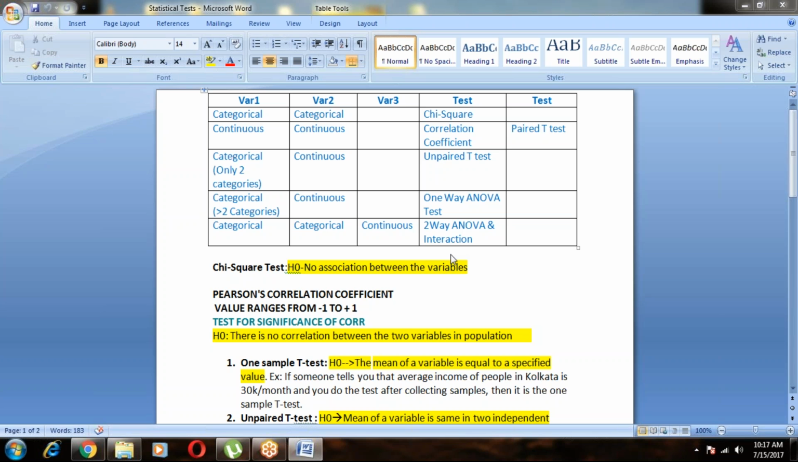The last one: suppose you want to know city-wise and region-wise whether the average income is the same or not. That is two-way ANOVA and interaction.